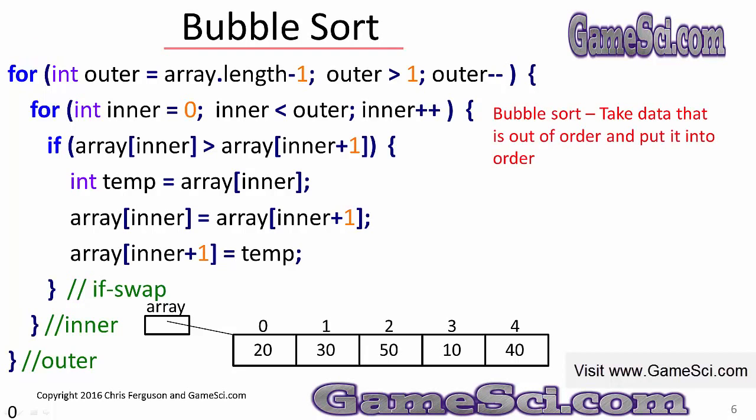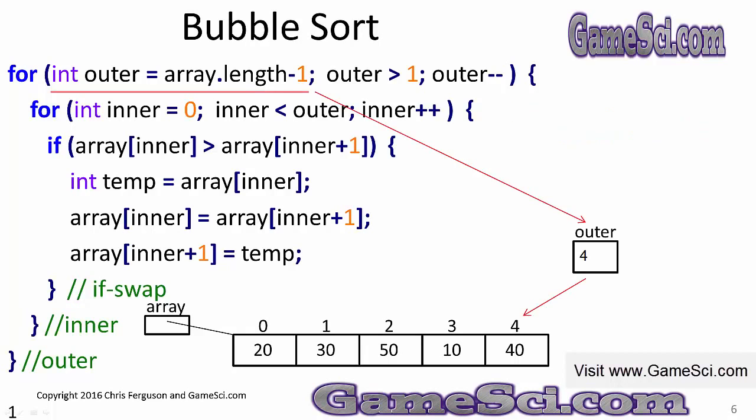Bubble sort: take data in an array that is out of order and put it into order. I wrote the code for bubble sort here. This time I made sure I put in the curly braces because it's a little more complicated code. We're going to set up a variable called outer and set it equal to array length minus 1. And what that's going to do is kind of give us a target. The goal of bubble sort is to bubble or move the largest number we can find to this outer position. So I'm going to go through this data and move the largest piece of data I can find to this outer position. Outer greater than 1, well, 4 is greater than 1 is a true statement.